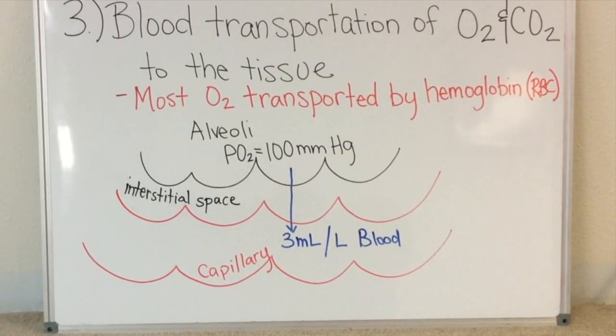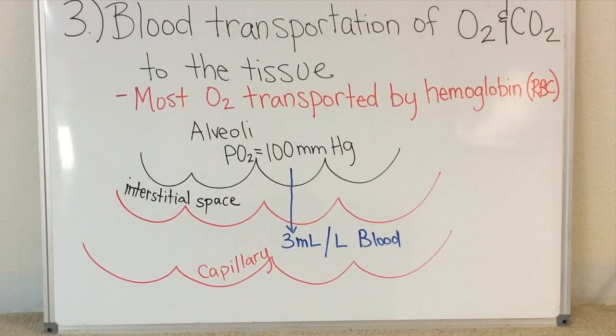The third step of external respiration is the transportation of oxygen and carbon dioxide within the blood to the tissue. At a partial pressure of oxygen of 100 millimeters of mercury, we would only be able to transport 3 milliliters of oxygen per liter of blood if we were reliant strictly on the plasma. This is because oxygen is poorly diffused within plasma.